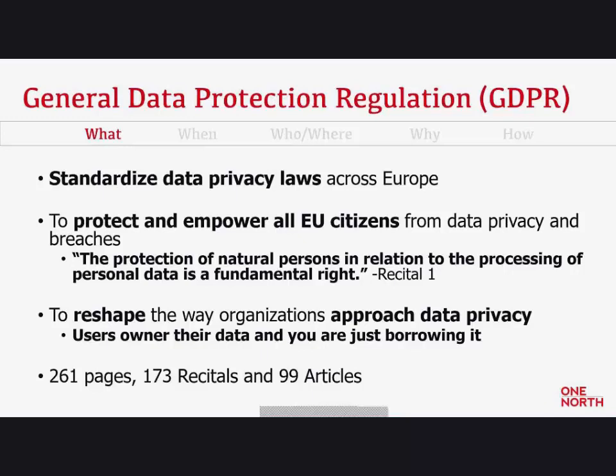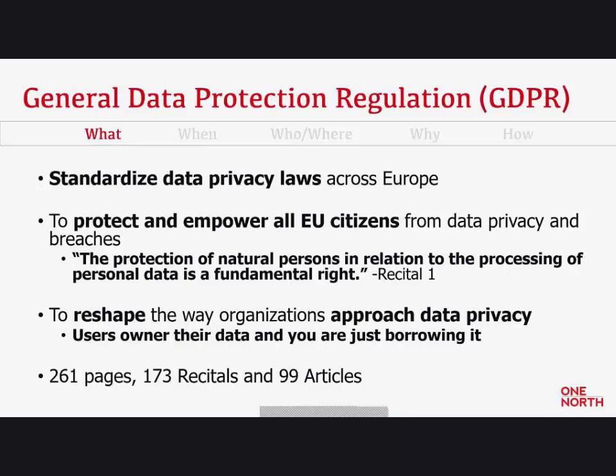It became a goal to protect and empower all EU citizens from data privacy breaches. The first recital, which is the start of the regulation, makes it really clear that the protection of natural persons in relation to the processing of personal data is a fundamental right. This is a bold statement with no small goal: to ultimately reshape the way organizations approach data privacy. So that's the first thing to know about GDPR: they're changing the notion of enterprises owning the data they have about their users to the users owning that data. And that is a fundamental conceptual change to account for.